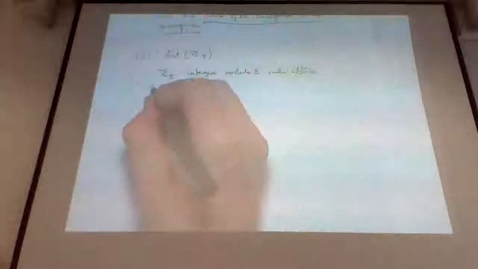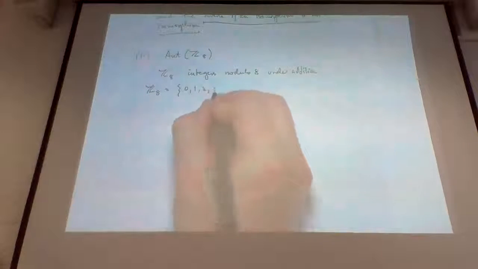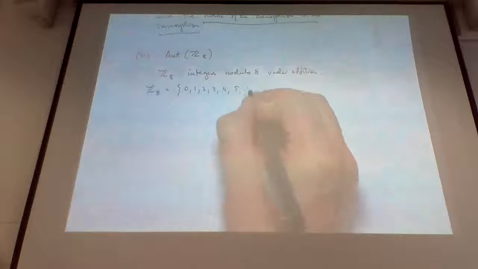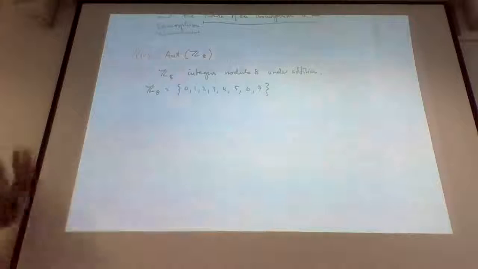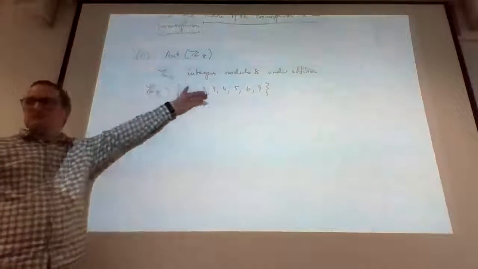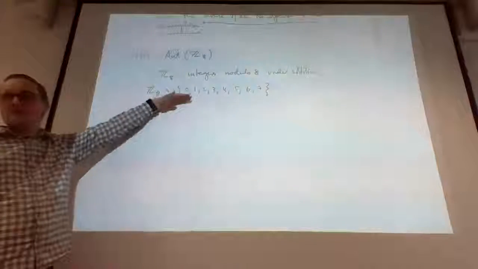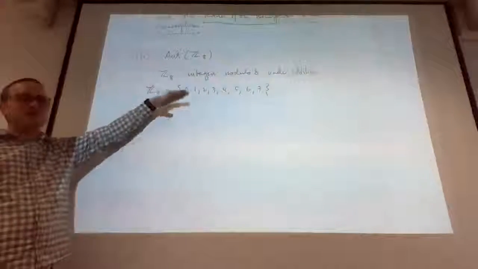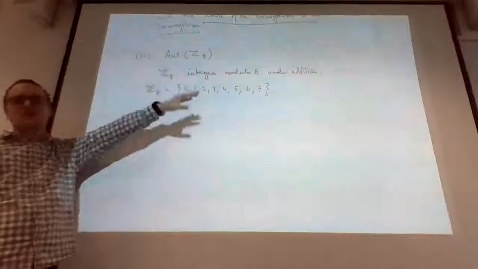J, the group of automorphisms of Z8. So thinking of automorphisms of this set to itself, they have to be bijections. But there's a lot of bijections from this set to itself. There's 8 factorial different bijections, so there's a huge amount of maps you're choosing. Of course, most of those are not isomorphisms.